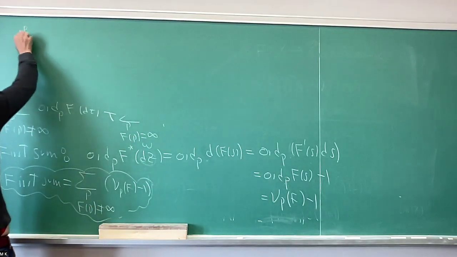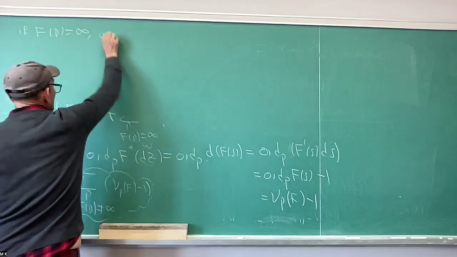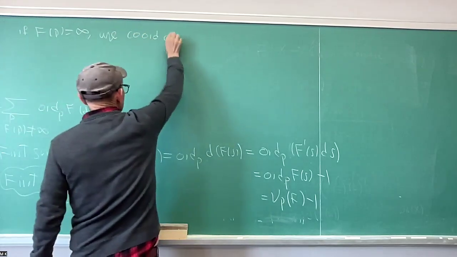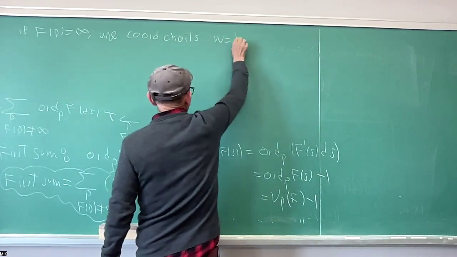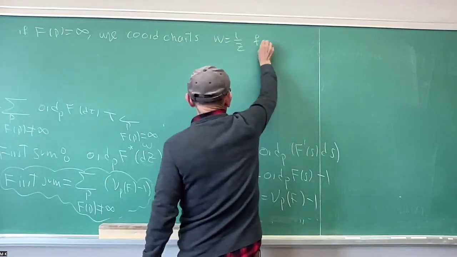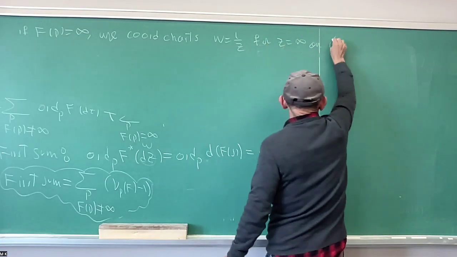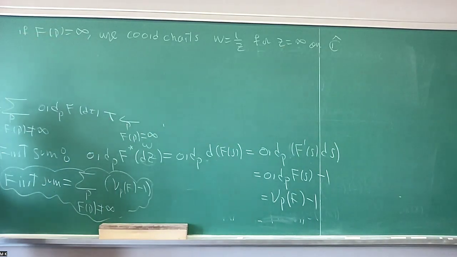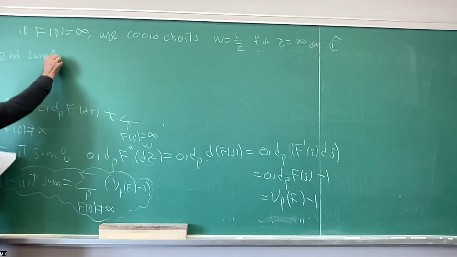So if f of p is equal to infinity, then we use coordinate charts. I don't know, w equal to 1 over z, or z equal to infinity on c hat. So once you use that coordinate chart, then your expression will be very different. So the second sum then turns into something like this.